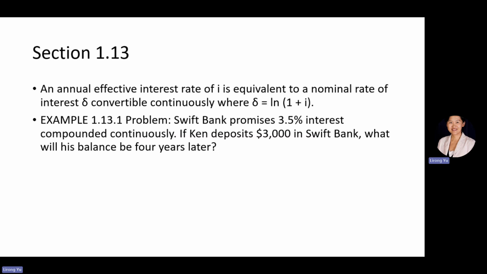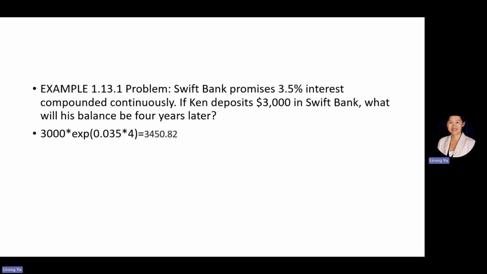In the continuous increase, what's the accumulation function? It is e to the delta t. In this case, all we have to do is plug in e to the delta t. So here is the calculation, a really short calculation: 3,000 multiplied by e to the delta t. It says 4 years later, so your time is 4, and that's all the calculation. So 1.13 is really short.